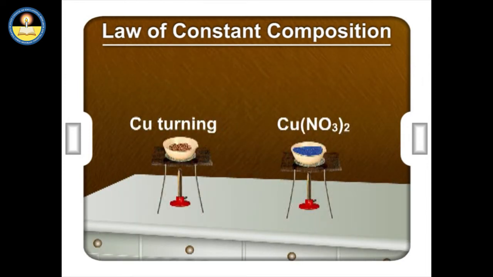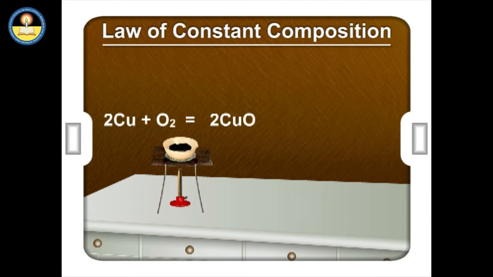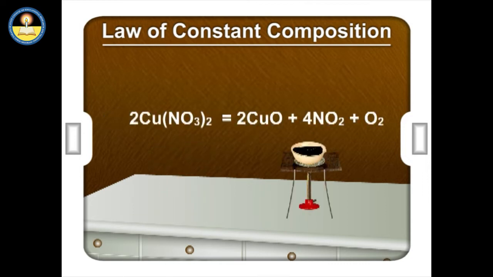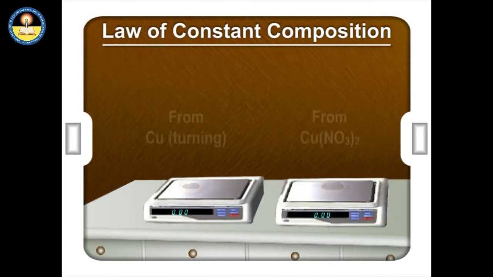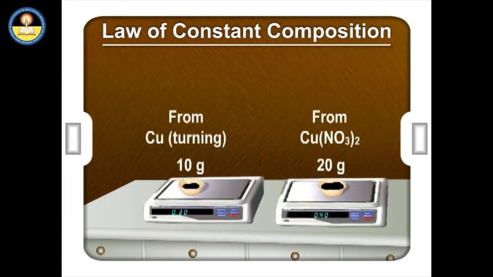In the second case, powdered copper and copper nitrate are taken into different crucibles and heated with the help of a Bunsen burner. In case of copper, we find that 2Cu + O2 = 2CuO. That is, copper combines with oxygen to form copper oxide. In case of copper nitrate, we find that 2CuNO3 = 2CuO + 4NO2 + O2. The amount of copper oxide formed from copper turnings weighs 10 grams and from copper nitrate weighs 20 grams.